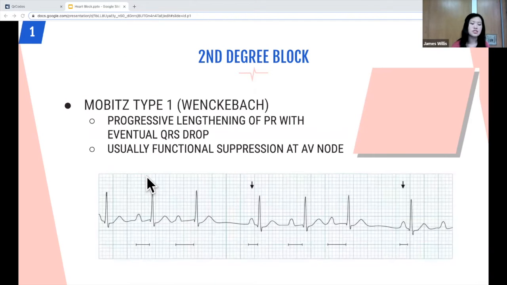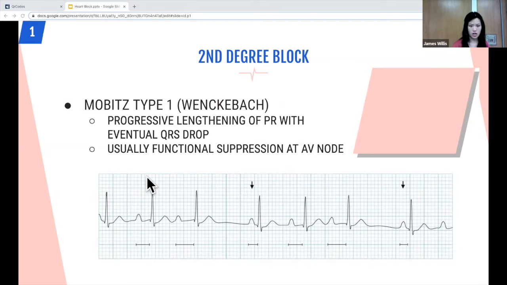The next one we're going to talk about is the second degree blocks. The first one is Mobitz type 1, the Wenckebach. Basically, this is the progressive lengthening of the PR interval until an eventual dropped QRS. Usually, this is due to a reversible block at the AV node, so malfunctioning AV nodal cells start to fatigue and then they fail to conduct. Versus type 2 is going to be an issue in the His-Purkinje system, where the QRS suddenly just fails unexpectedly.